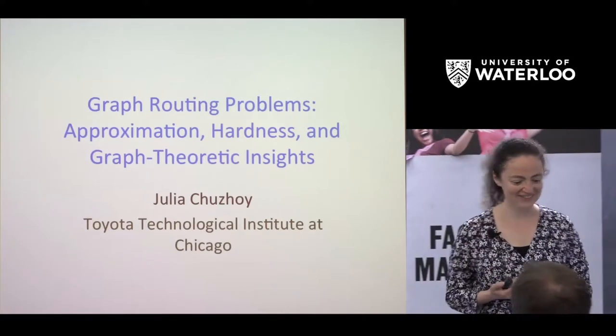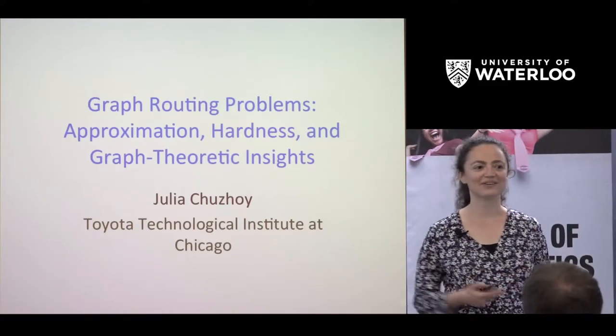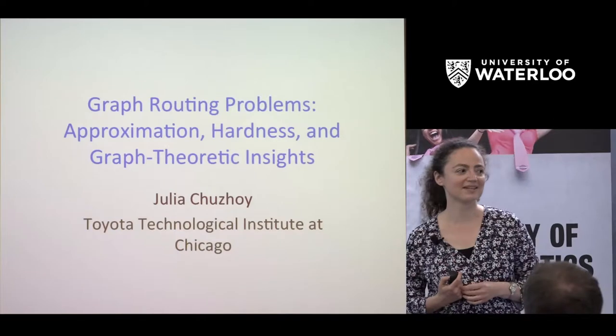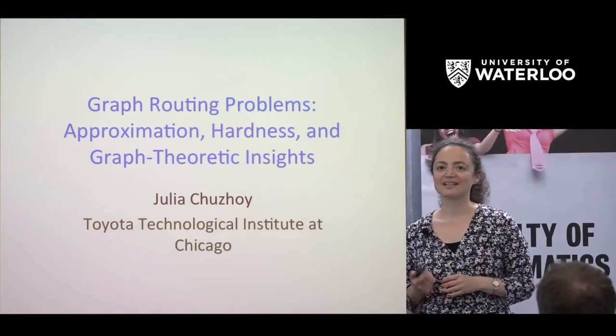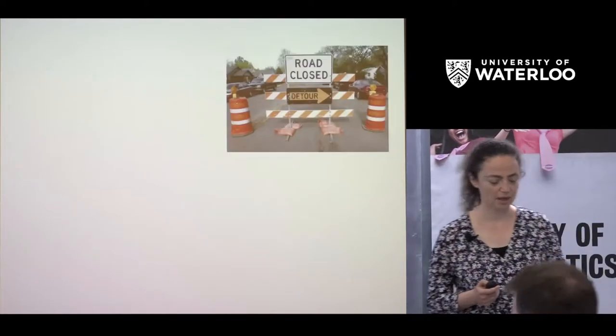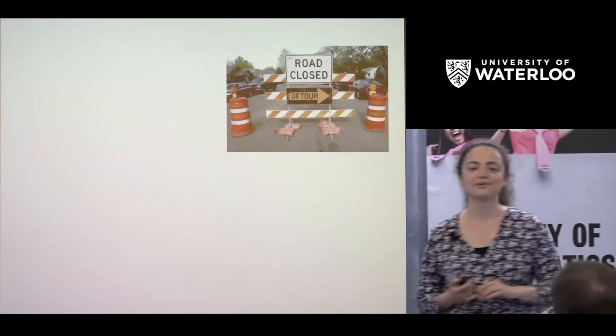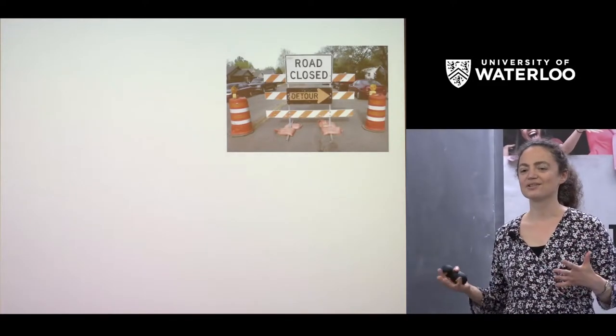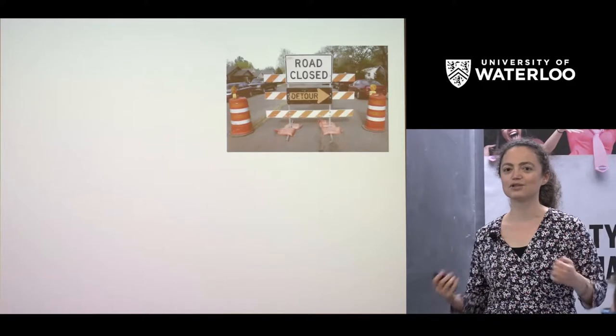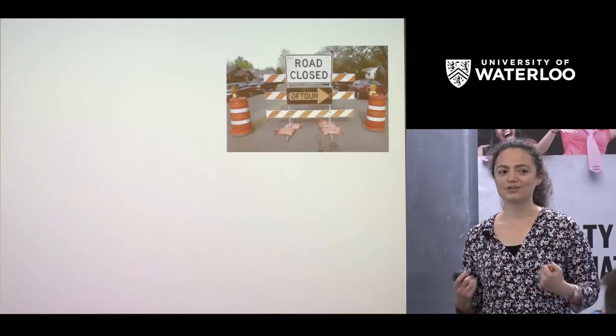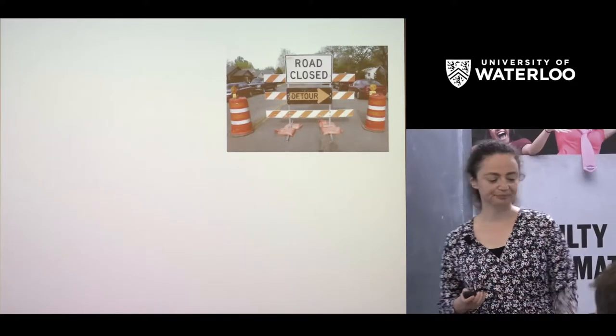So I'm going to talk about graph routing problems, about approximation and hardness of approximation. And I'll touch a little bit on related graph theoretic notions. So suppose you want to close some streets in your city for construction and you want to set up detours, but you don't want to congest other roads too much.